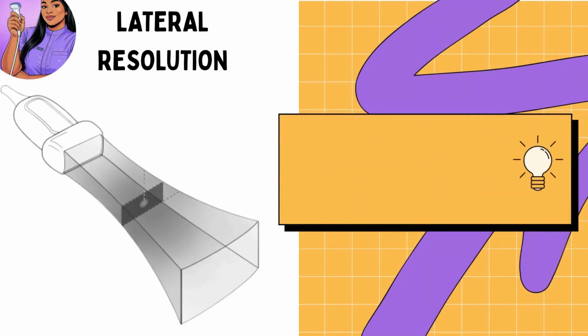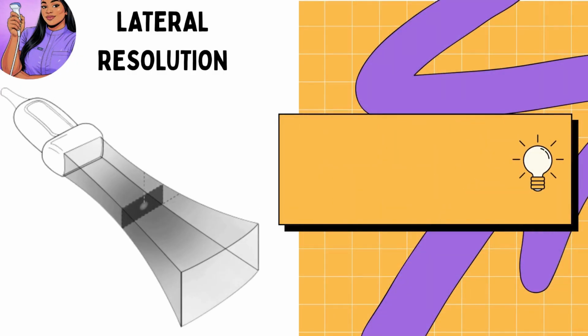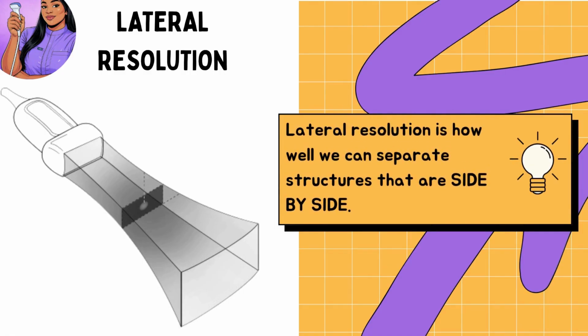Now we're going to spin our view sideways. Remember in our sound beam lesson when I said that a narrow beam gives the best image detail? We're bringing that back right here. Lateral resolution is how well we can separate two structures that are sitting next to each other, side by side.